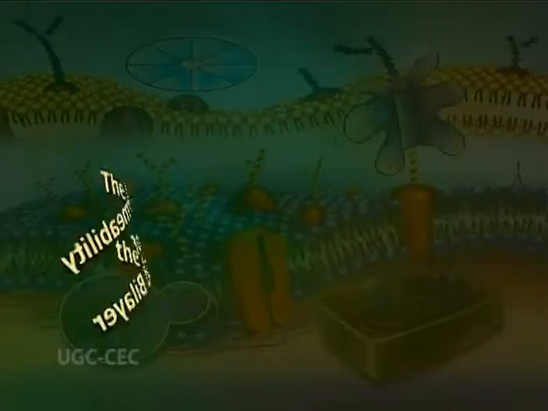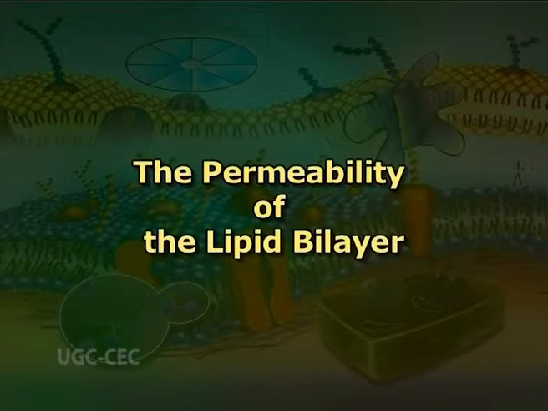In spite of heavy traffic through them, cell membranes are selectively permeable and substances do not cross the barrier indiscriminately. The cell is able to take up some small molecules and ions and exclude others. Also, substances that move through the membranes do so at different rates. The permeability of the lipid bilayer.